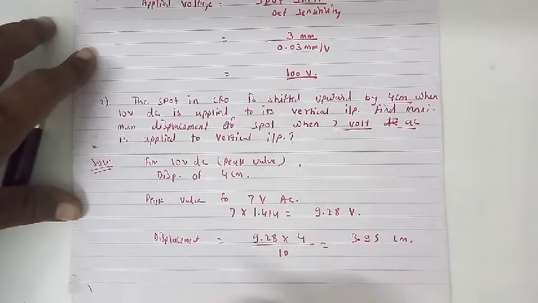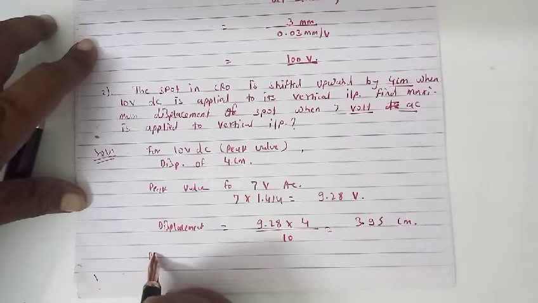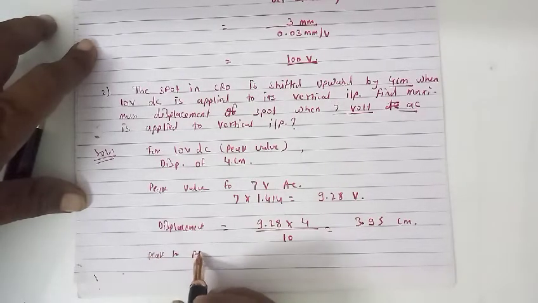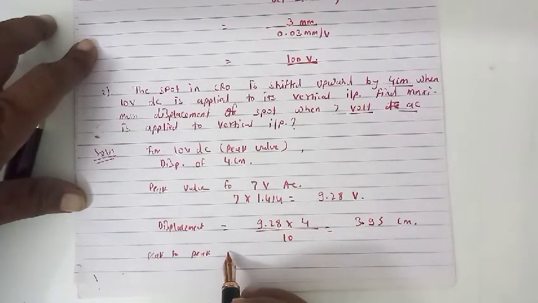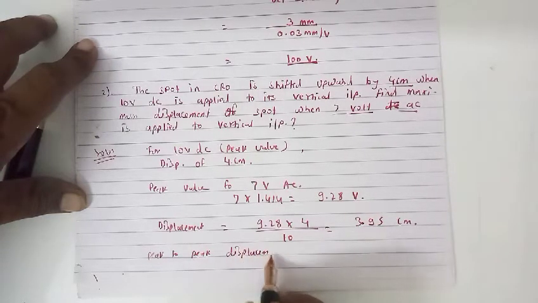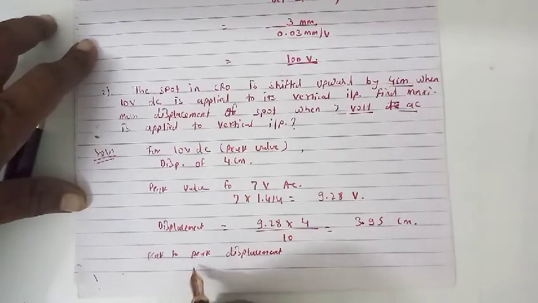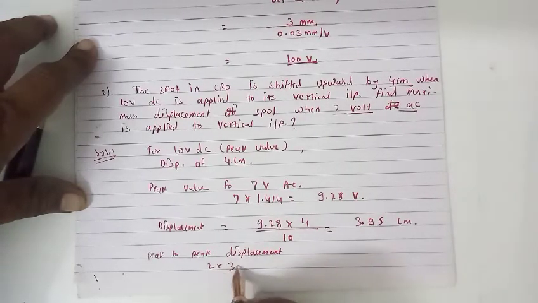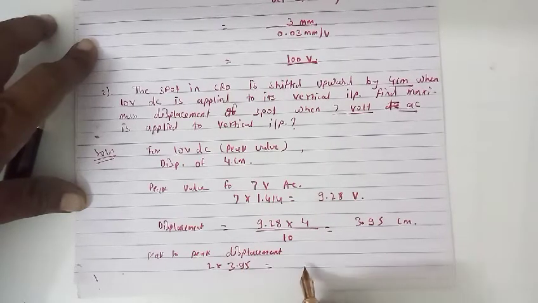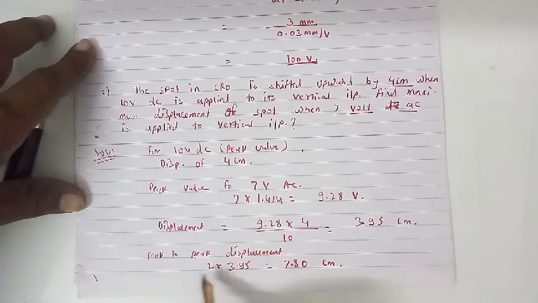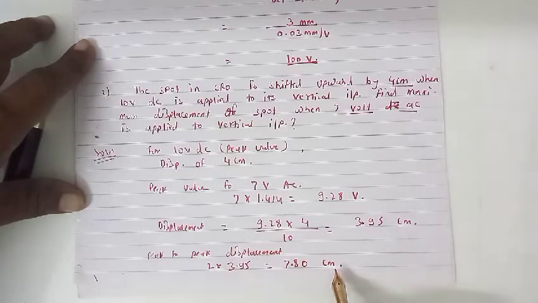And next we get the peak to peak displacement. It is 2 into 3.95, so you will get 7.80 centimeter. Okay, so this is the peak to peak displacement which you will get, that is 7.80 centimeter.